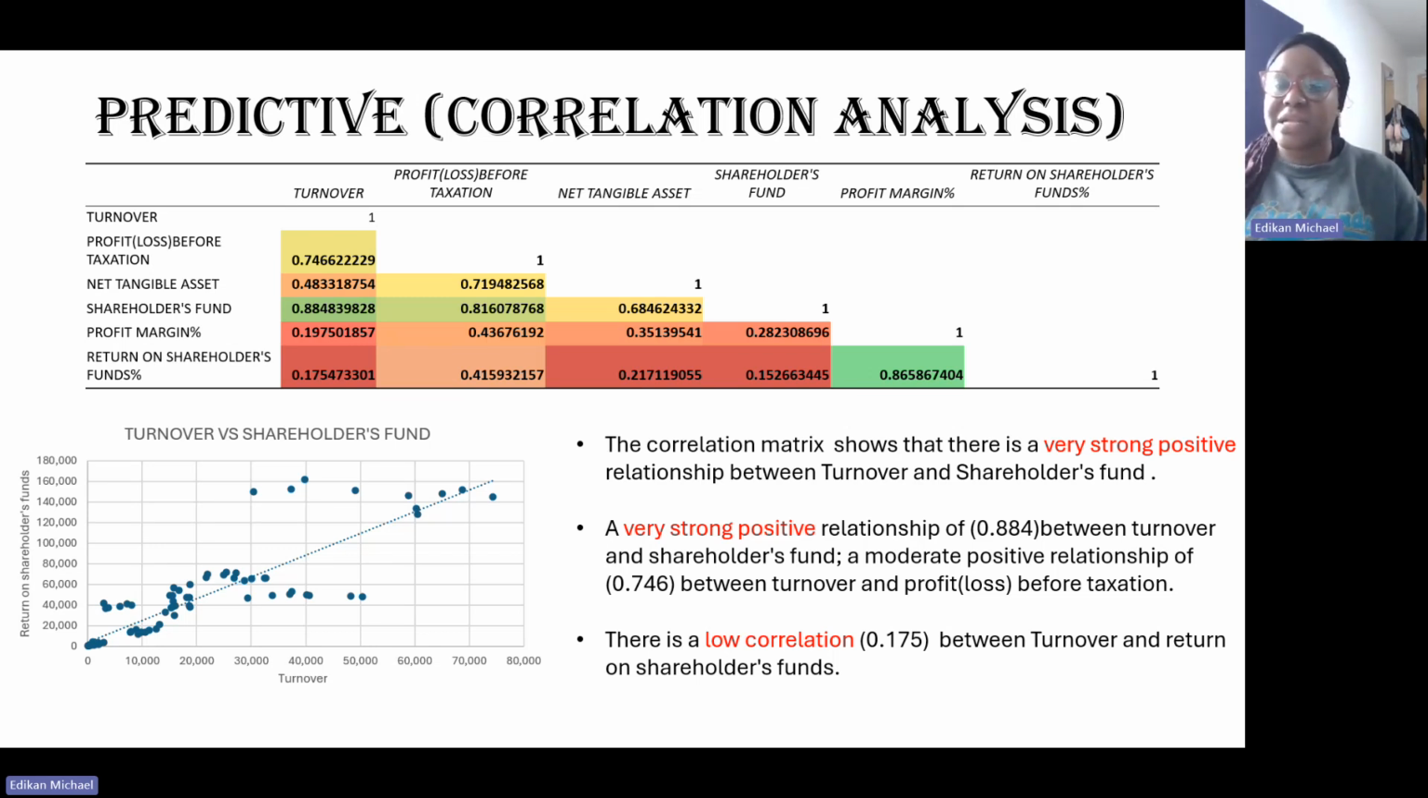And lastly, it can be seen that there is low correlation between turnover and return on shareholders' funds. As revenues grow does not always mean that there will be higher returns, because most times the profits might be reinvested by banks rather than distributing it as dividends to the shareholders.